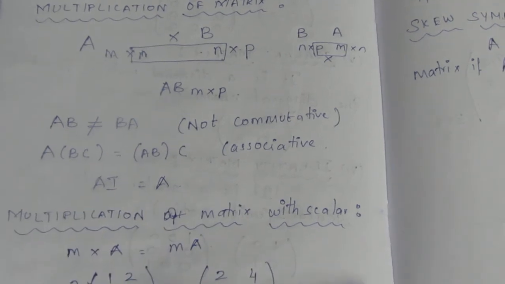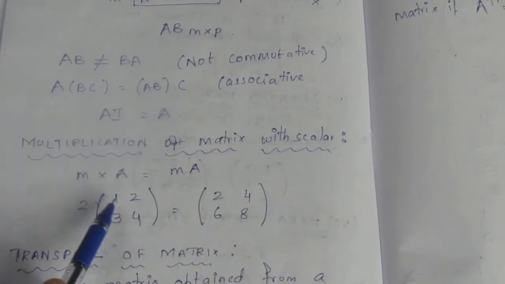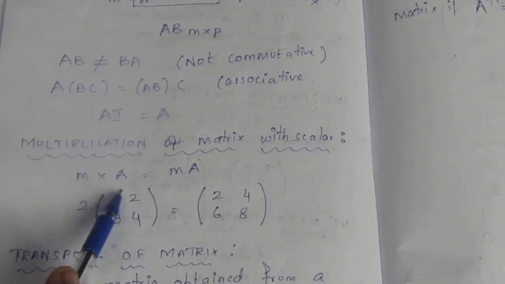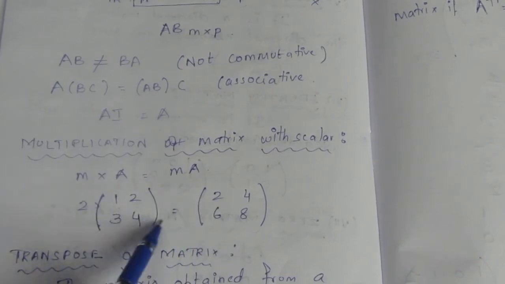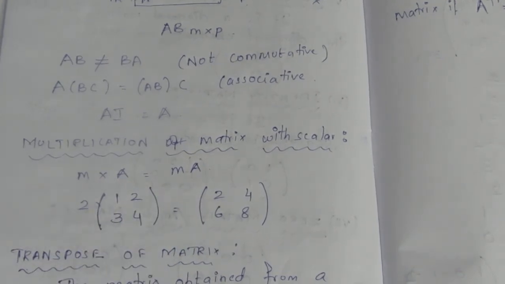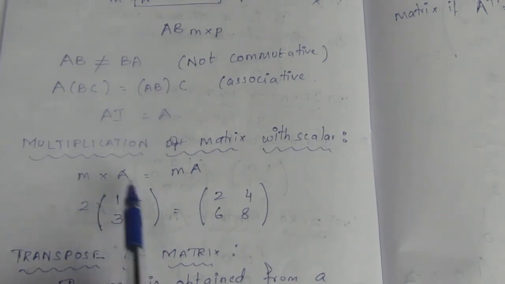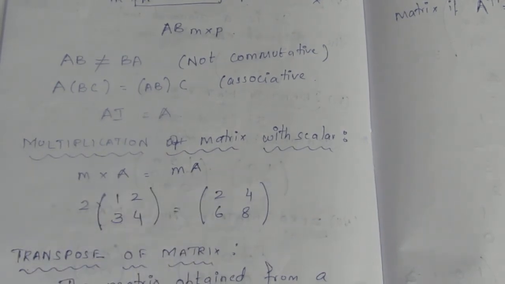Now multiplication with a scalar quantity. If I multiply any number, say 2, into a matrix, we can just multiply 2 inside, as we used to multiply with the brackets. The same way we can multiply the scalar quantity inside a matrix. We need to multiply it with every element.